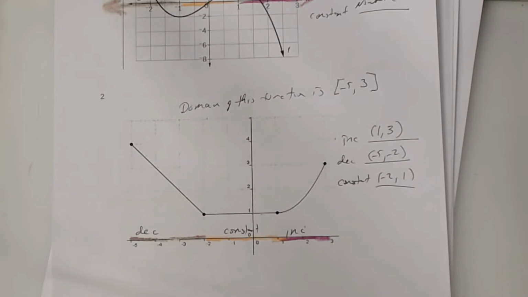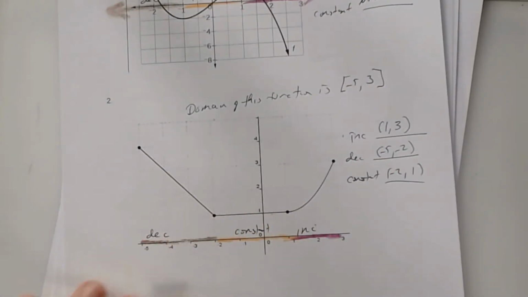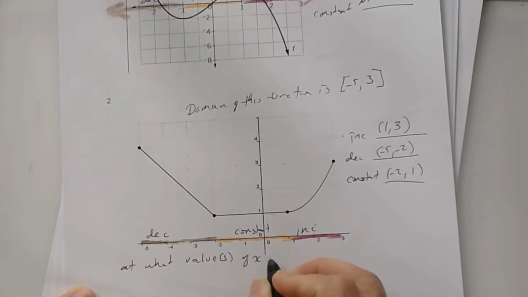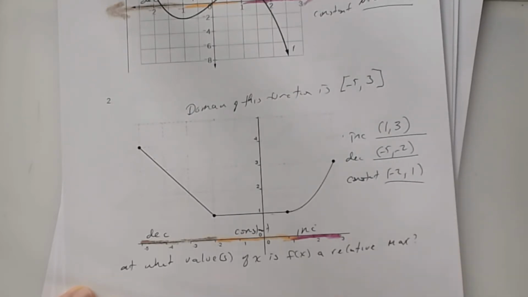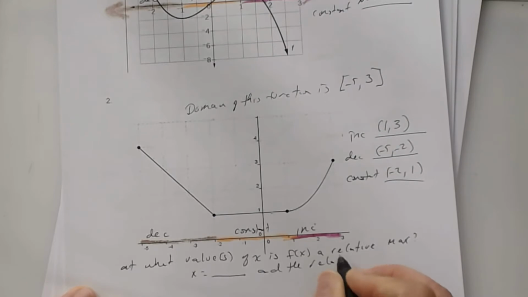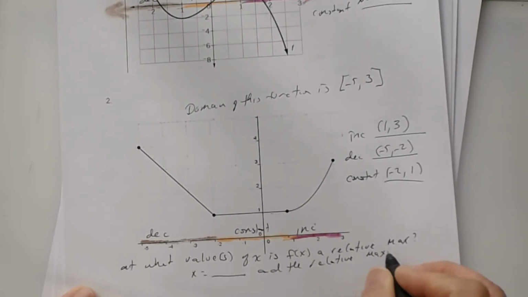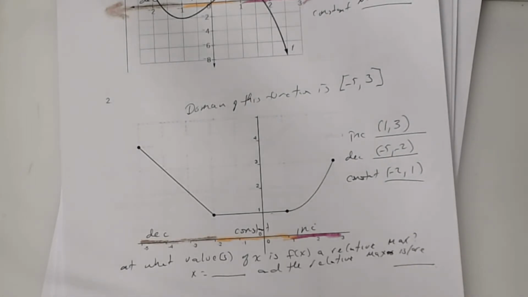All right, now here's how you're going to state it. So that's going to help you with number 2. So number 2 is going to be like what we're about to do here. So it's going to say this. At what values of x is f of x a relative maximum? So x equal blank. And the relative maximum is our blank. All right, so let's talk about that for a moment.